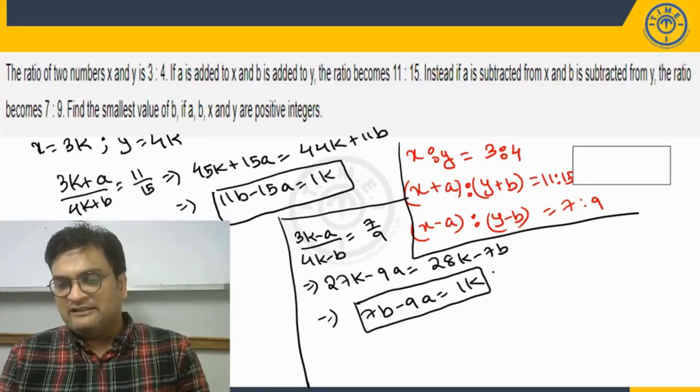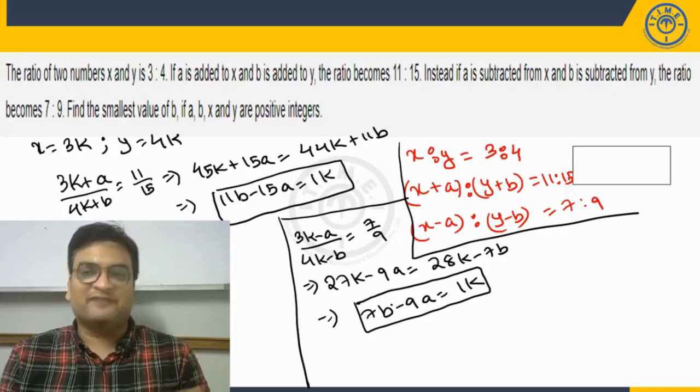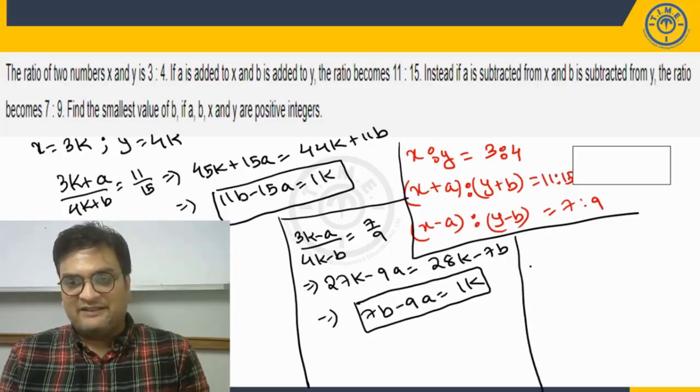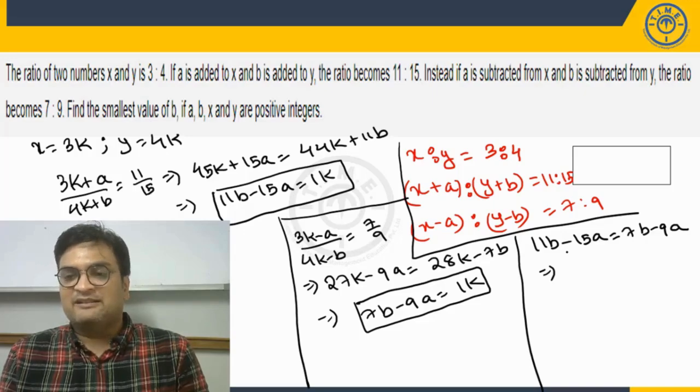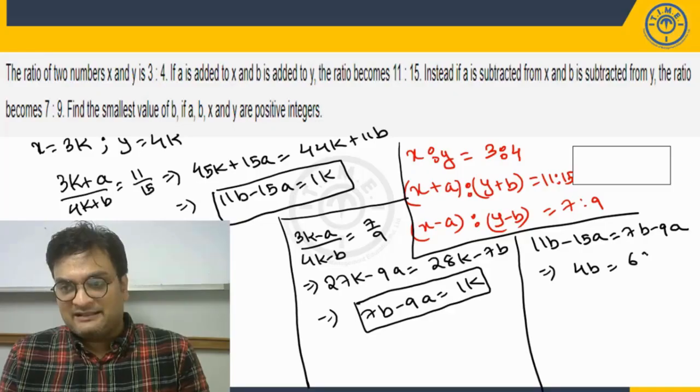Now this is also 1k, this is also 1k, so that means we can equate the left hand sides. So when I try to equate the left hand sides, what do we get? 11b minus 15a will be equal to 7b minus 9a. So bring this 7b on the other side, 11b minus 7b is 4b. 15a minus 9a is 6a.